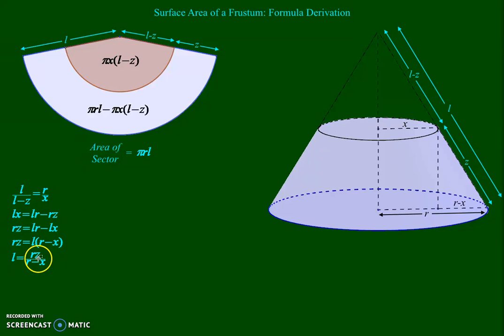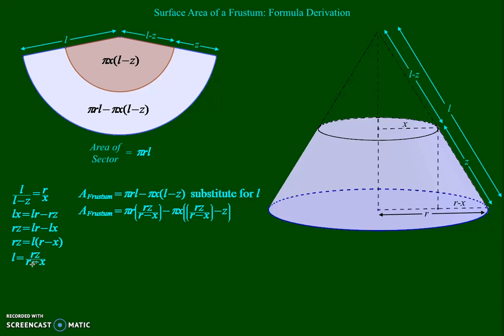And here we have the final form of our original proportion. And this is going to be used to substitute into this formula. So let's go ahead and bring this formula back. And what we're going to do is substitute in for this L, this expression for L. And here you can see that substitution. We substituted RZ over R minus X for this L and for this L in here. And now it just becomes a matter of algebraic manipulation to get this in a cleaner form.